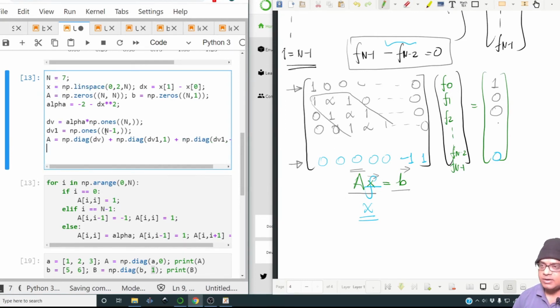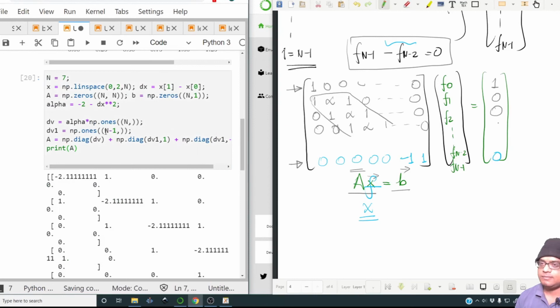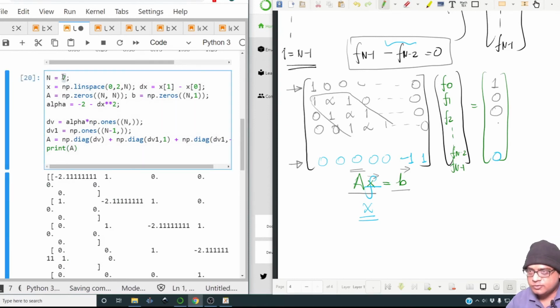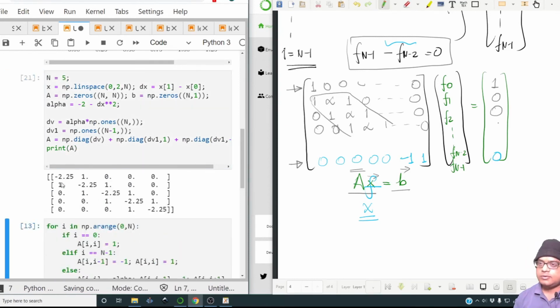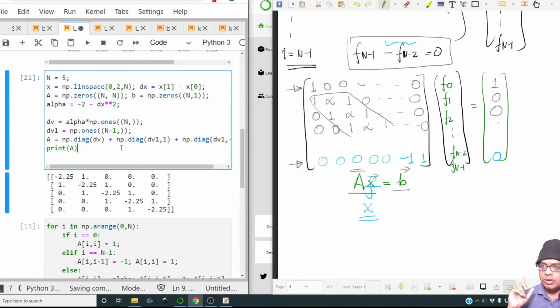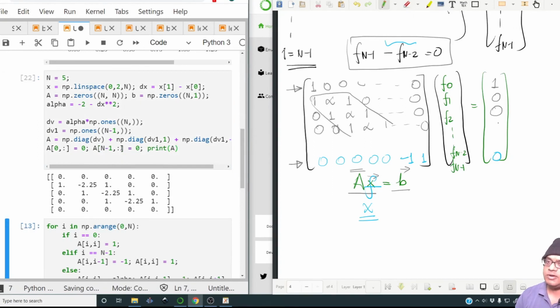Okay, so having done this, let us print what A is. Let me reduce this to 5. So great, we have the tridiagonal matrix as we want. Now I will unset the boundary nodes to be zeros. So A[0, all] is going to be 0. A[n-1, all] is also going to be 0. Let me print and show that we have indeed unset the 0th and the last node.